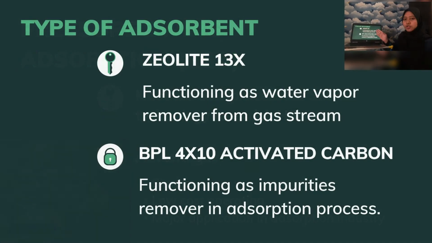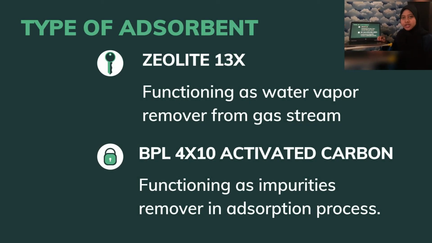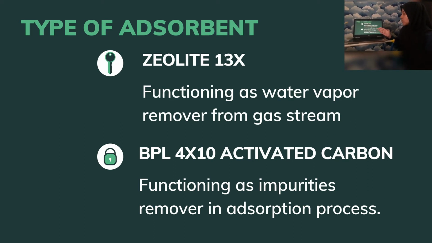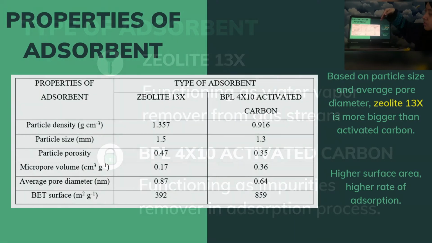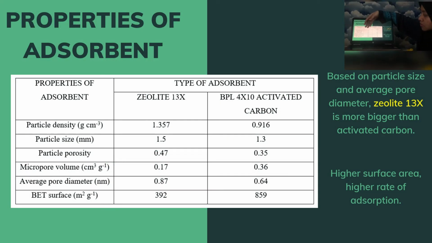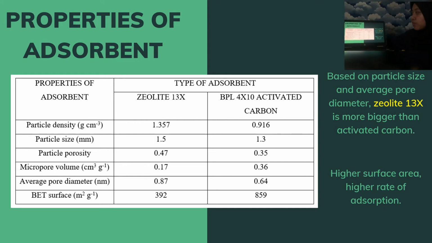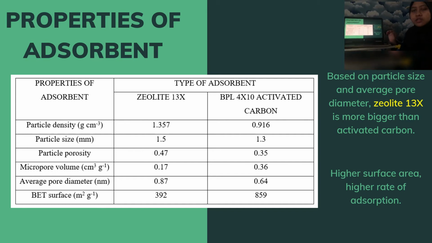For the type of adsorbent in pressure swing adsorption, the most suitable and most used adsorbents are zeolite 13X and BPL 4x10 activated carbon. As you can see, the particle size of zeolite 13X is bigger than activated carbon. Also, the average pore diameter of zeolite is bigger than activated carbon. So we conclude that in terms of properties, zeolite 13X is the more suitable adsorbent for this process, as we know that the higher the surface area, the higher the rate of adsorption.